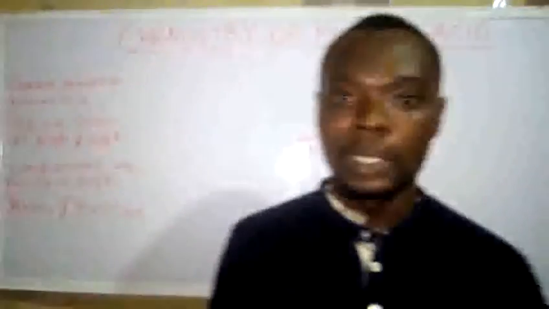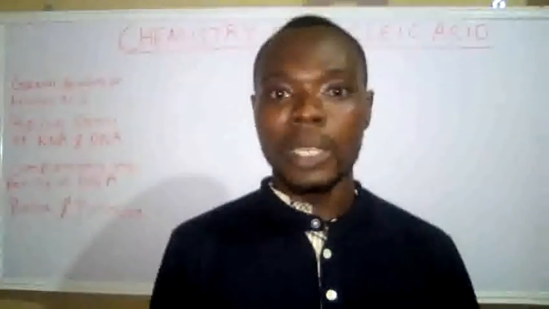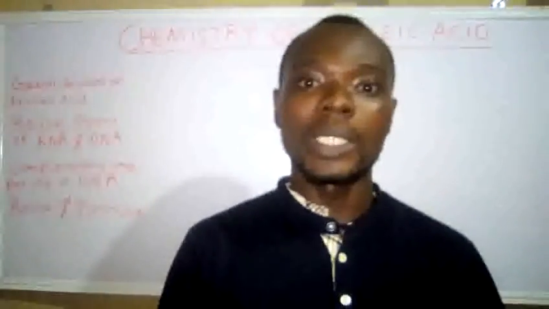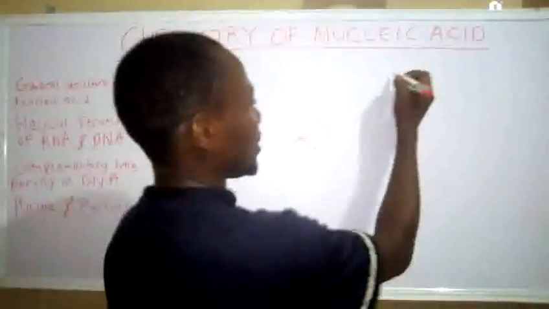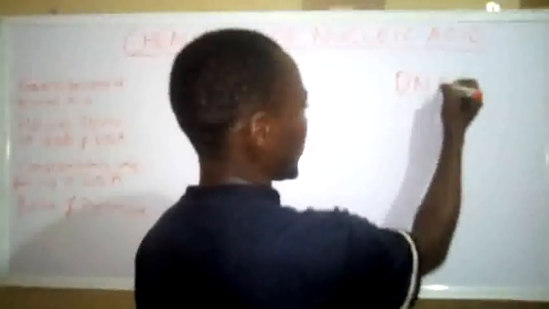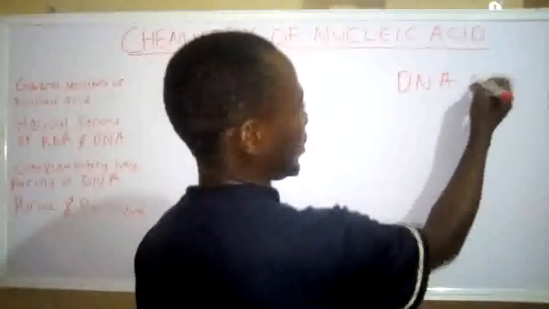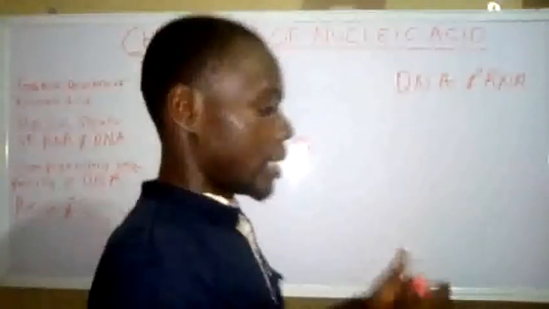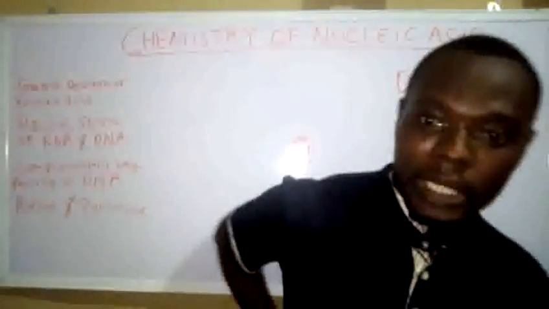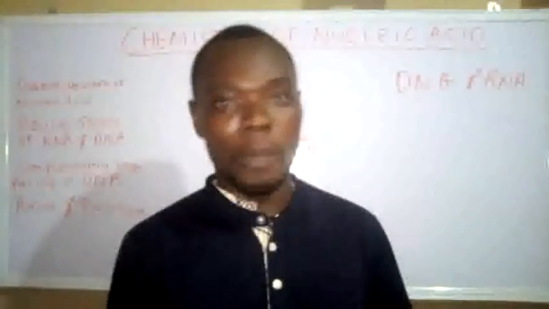So now let's go. When you talk of nucleic acid, you are just using a general term for both deoxyribonucleic acid and ribonucleic acid. So that's the general term for DNA and RNA. They are among the biomolecules we have in our body.